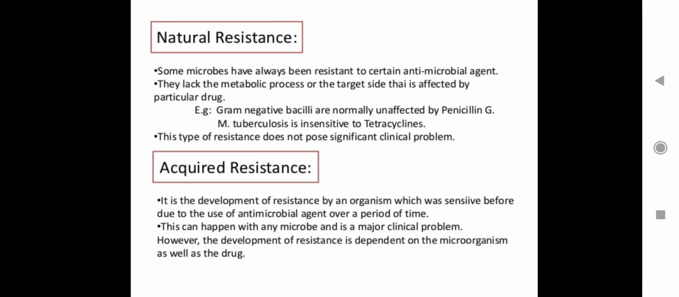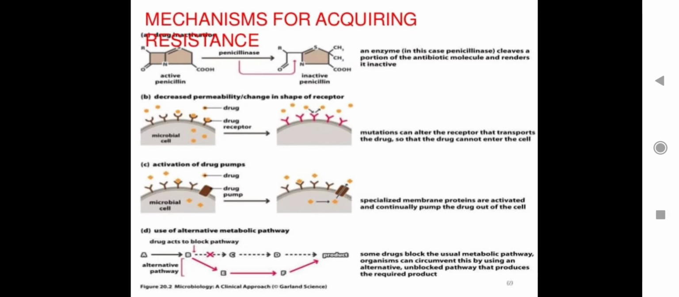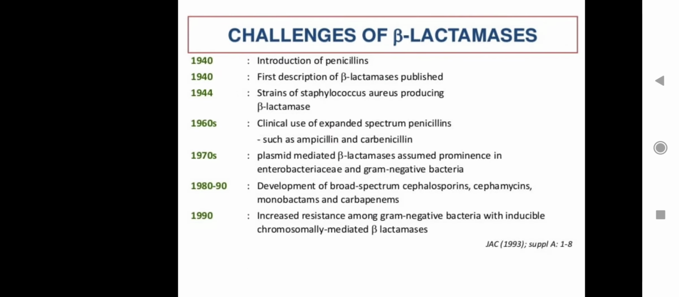While acquired resistance means that the organism was sensitive before, and after resistance this organism becomes resistant. The mechanisms of resistance include porins, altered penicillin binding protein and beta lactamase. There are many mechanisms of resistance. First is drug inactivation by beta lactamase, penicillinase. Second is decreased permeability or change in shape of receptor. Third is activation of drug pump, multi-drug resistant pump, and last is use of alternative metabolic pathway.